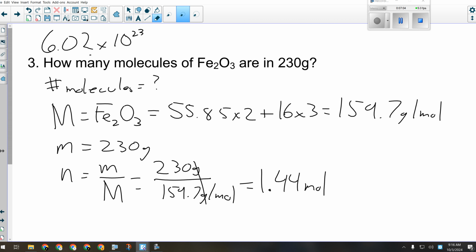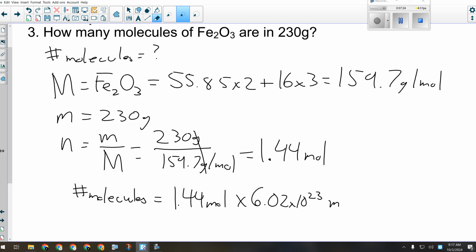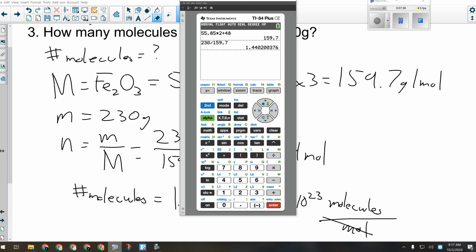Okay, so next thing I got to do then is calculate the number of molecules. Calculating the number of molecules means taking the number of moles and multiplying by Avogadro's number, which is technically molecules per mole. So when we do that, moles are going to cancel, and we're going to be left with molecules, and we're going to get a big number. So I'm taking all of the decimals there and multiplying by, in brackets, 6.02 times 10 to the 23.